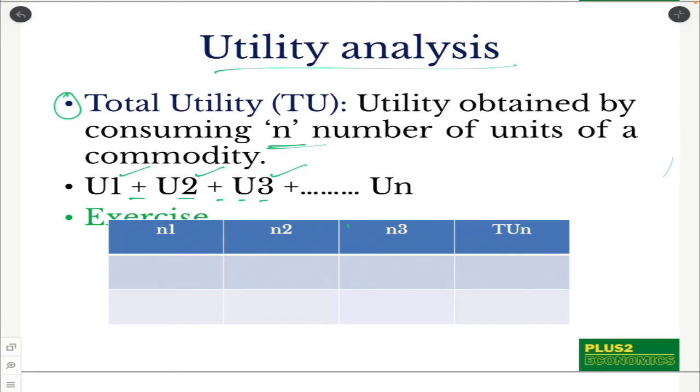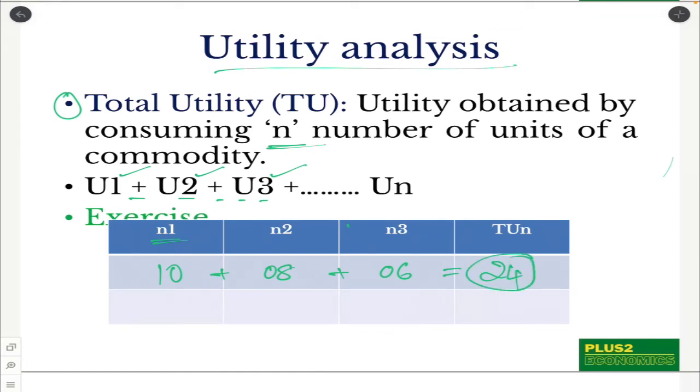So here is an exercise for you. Here is a small table. Let us try to work it out. Say, for example, when the first unit is consumed, 10 units of utility is obtained. When the second unit is consumed, maybe 8 units of utility is obtained. When the third unit is consumed, maybe 6 units of utility is obtained. So when we add up all this, what happens? 10 plus 8 is 18, 18 plus 6 is 24. So the total utility obtained is 24.